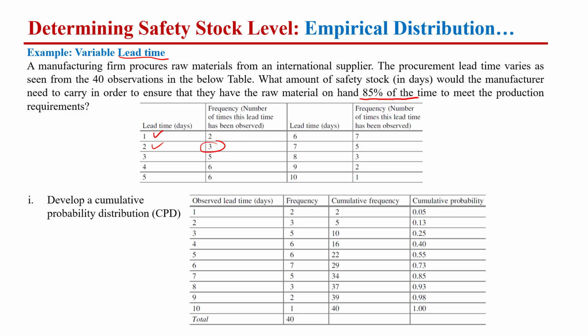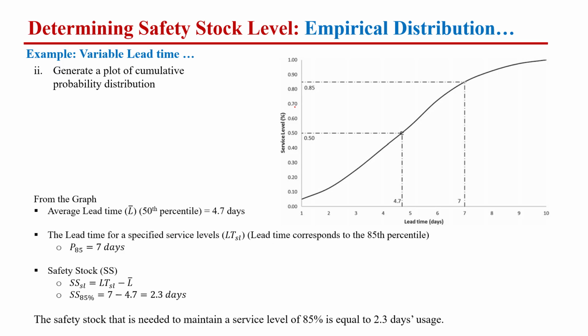Now, a similar approach we are going to adopt. So this is the lead time, we have the frequency, we are calculating the cumulative frequency, and then based on that we are calculating the cumulative probability. And then we are drawing the graph. So once again, on the x-axis we will take the lead times, on the y-axis we will take the cumulative probability, which is indicating the service level, from 0 to 1, and then using this line we can draw the cumulative probability, right?